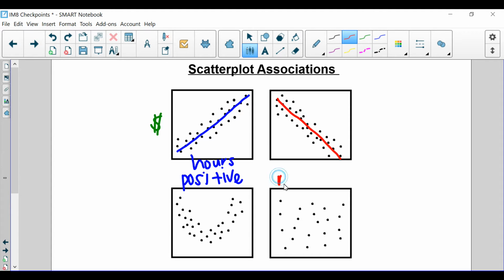this is negative. And what would be a negative trend? Something that we compare? Well, we can compare two things like incomplete homework and your grade. The more incomplete homework you have, the lower your grade.